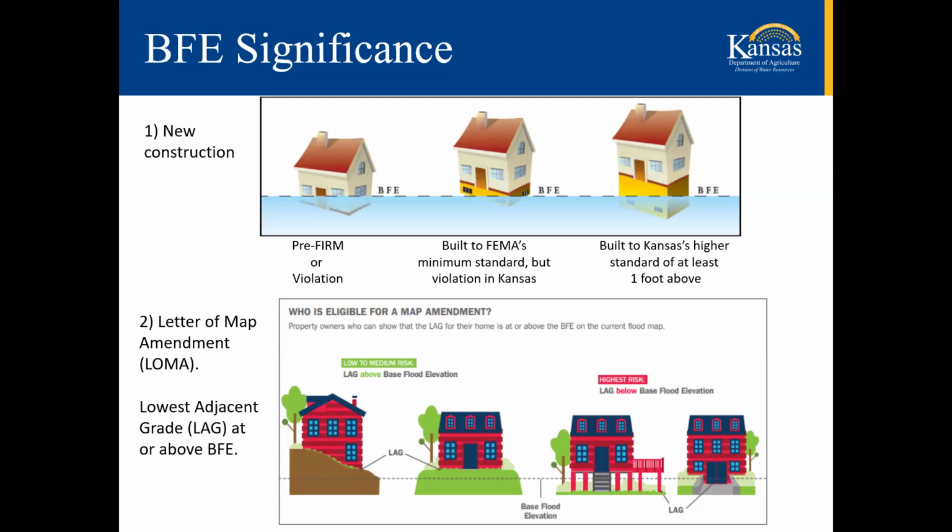So this kind of shows you how that works. The lowest adjacent grade on the first two structures on the bottom, where it touches the foundation, is at or above the base flood elevation, whereas the other two structures on the right have their lowest adjacent grade below the base flood elevation. They have portions of their foundations that touch the ground below the base flood elevation, and so they are ineligible.